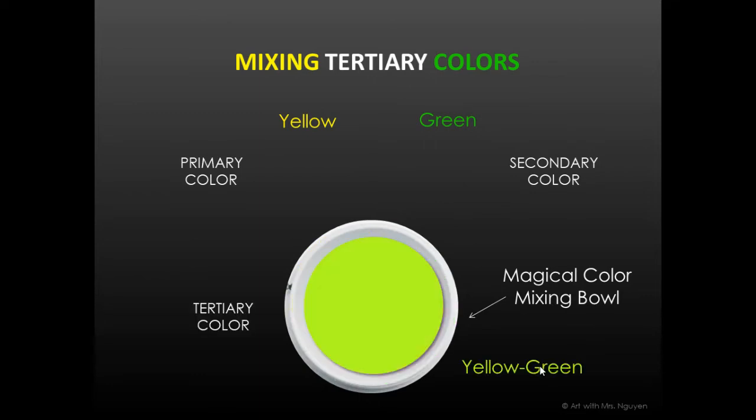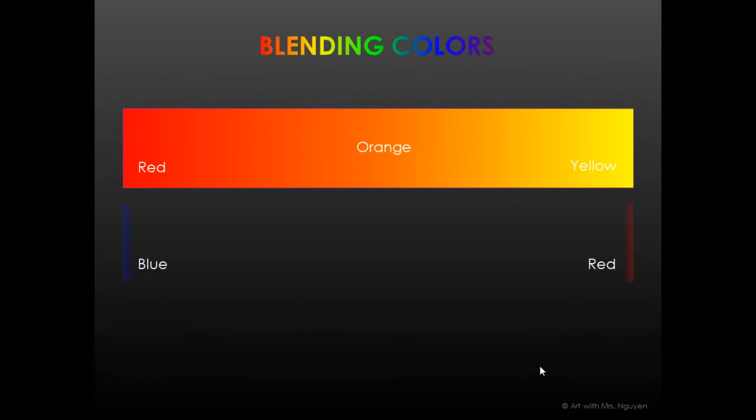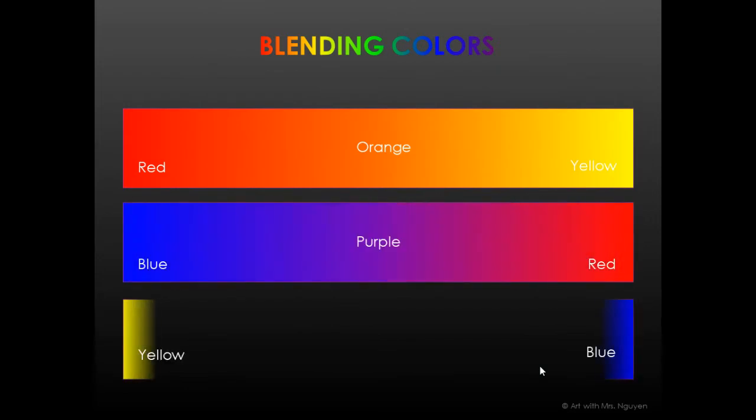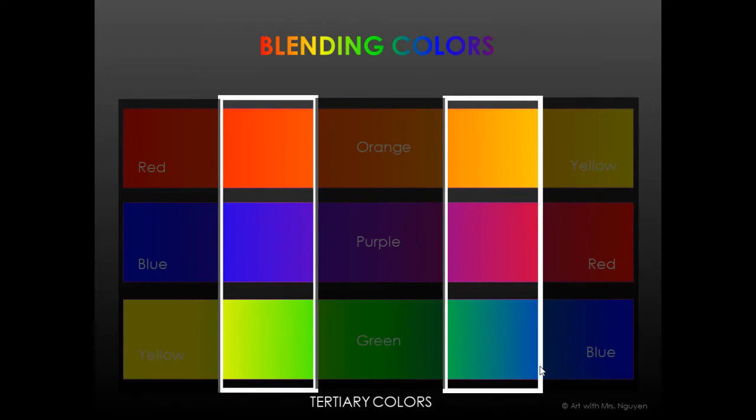And yellow green. Ooh, I love this color. It's sometimes known as chartreuse. To me, it is the color of spring. All right, so we've got those blendy colors. And the tertiaries, you can see where those fall on that gradation from the primary to the secondary.